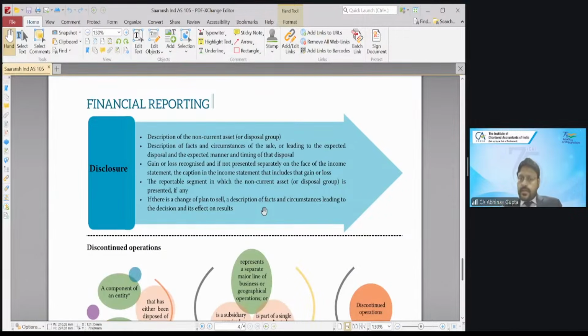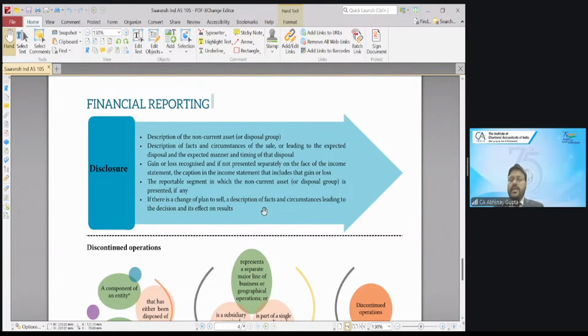Key disclosures. So we will be telling neatly in our notes to accounts the description of these non-current assets, right? What are the nature, place, location of these assets, and the facts and circumstances of the sale leading to the expected disposal. So why is the management planning to sell them, what led management to decide to sell them, right? So those facts and circumstances need to be explained in the notes to accounts.